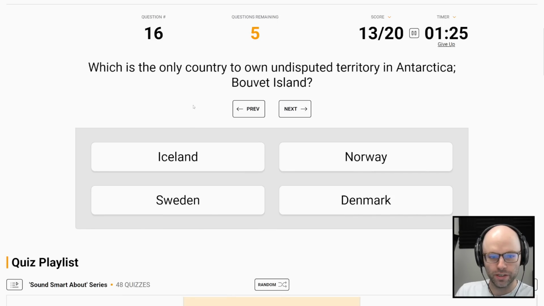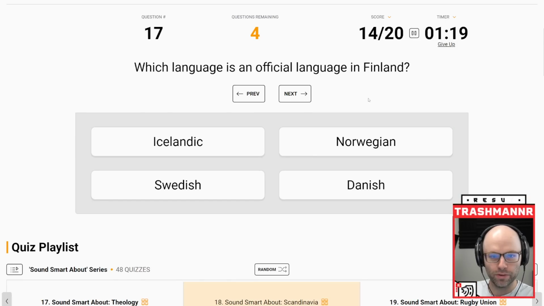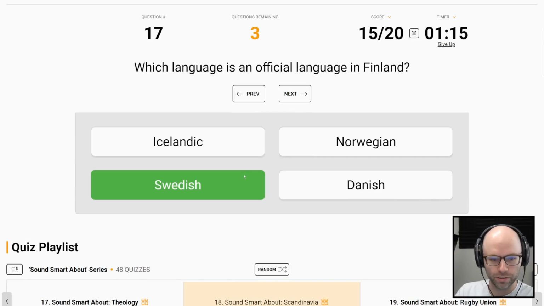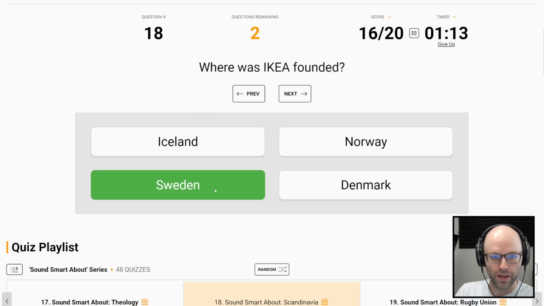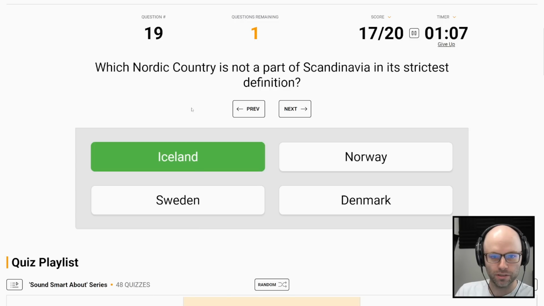Which is the only country to own undisputed territory in Antarctica? That would be Norway. Which language is an official language in Finland? I have to feel like it would be Swedish. IKEA was founded in Sweden. Which Nordic country is not a part of Scandinavia in its strictest definition? Iceland.